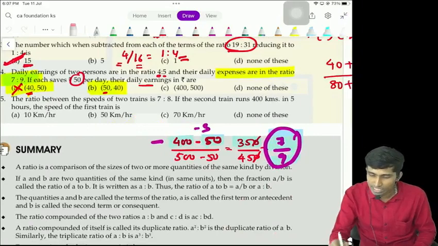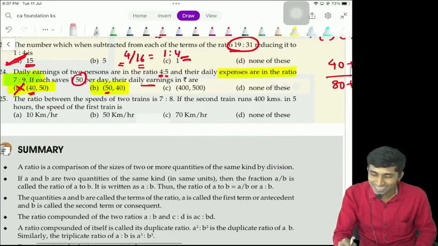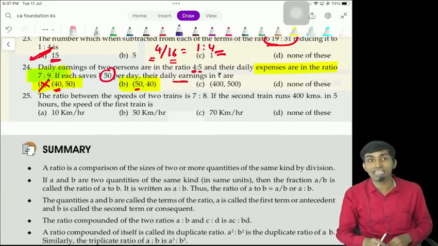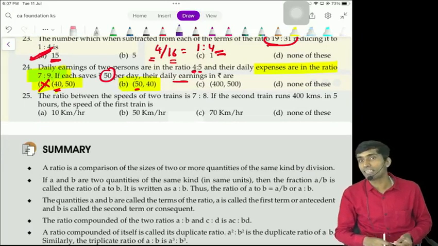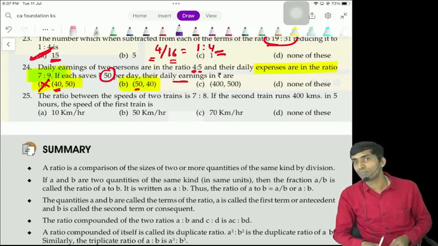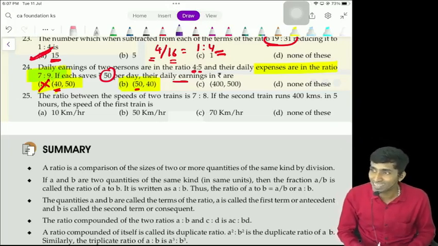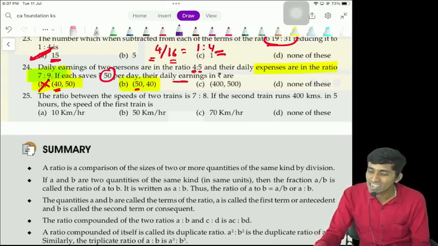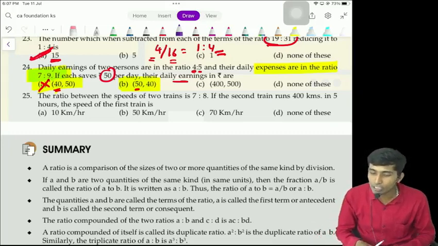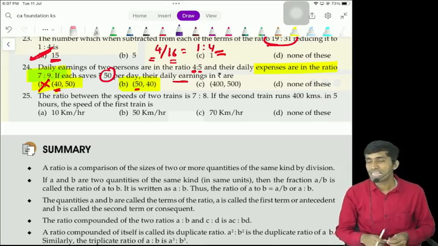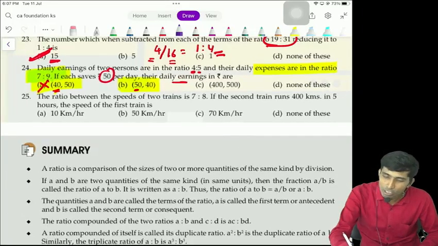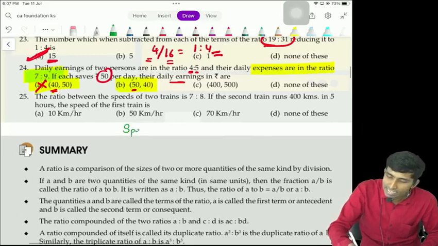The ratio between the speed of the two trains is 7:8. Guys, concentrate. If the second train runs 400 kilometers in 5 hours, correct? Correct now? The speed of the first train. Second train now it is running how much? 400 kilometers. In how many hours? 5 hours. So can I say the speed of the second train? Speed of the second train is how much?